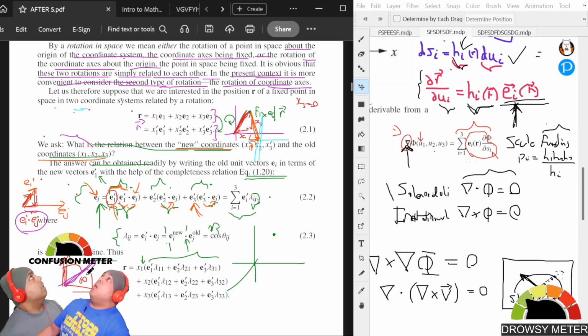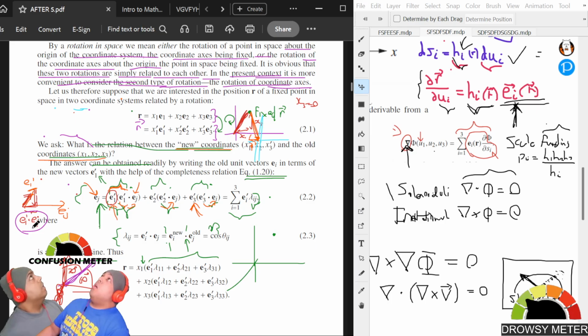60 degrees, 30 degrees, and 45 degrees? I don't know. Is that even possible? Easy. Okay, let's just not even think about this.